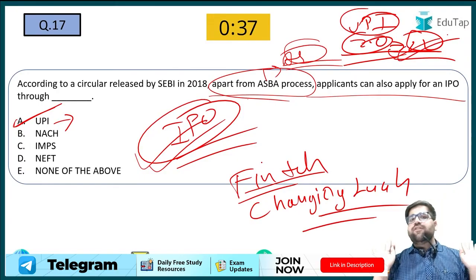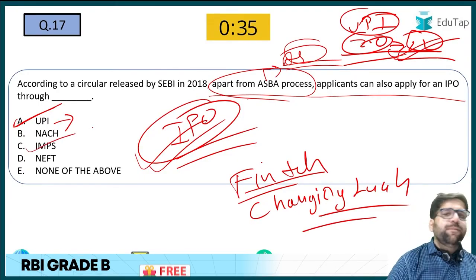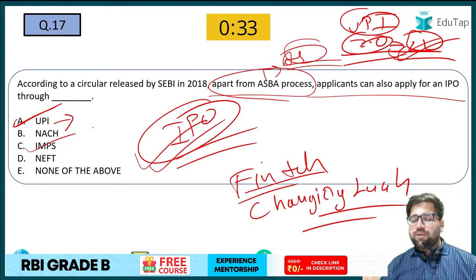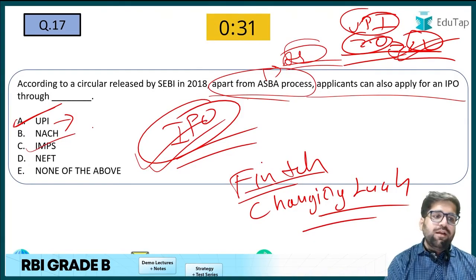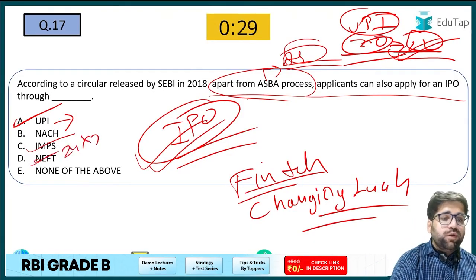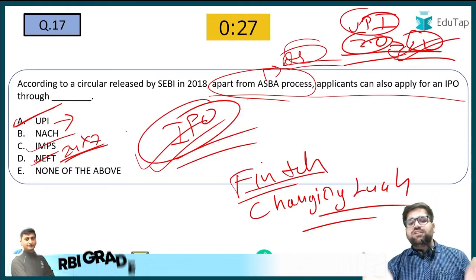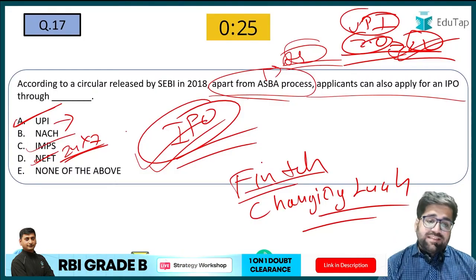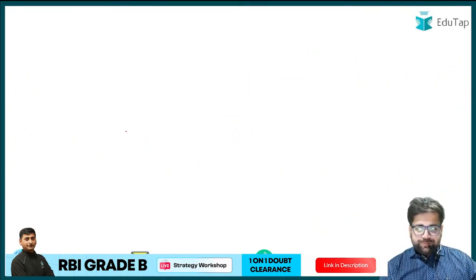So UPI is very famous. Again, when it comes to IMPS, the maximum limit has been increased to 5 lakh. NEFT is now 24 hours, 7 days. I hope you know about all these different facts. And the same has been covered in your course as well.